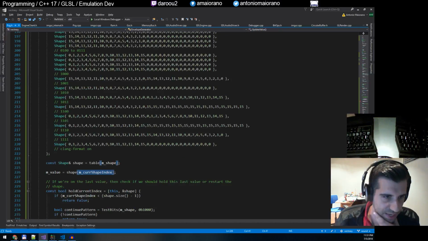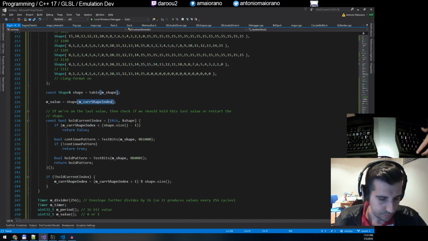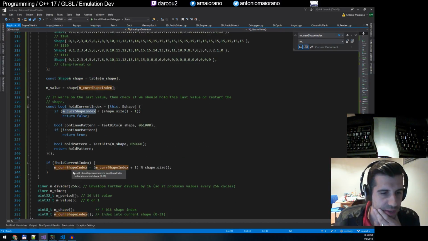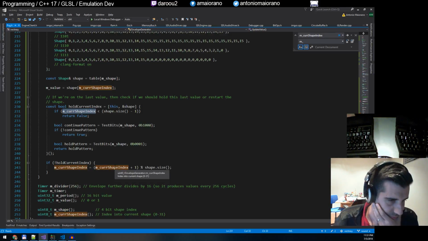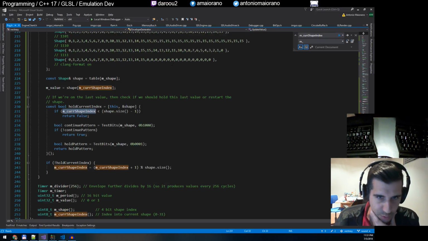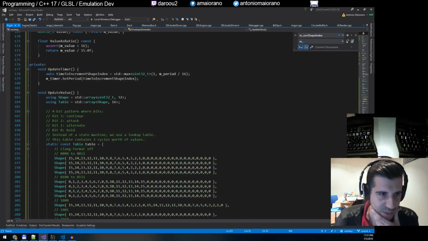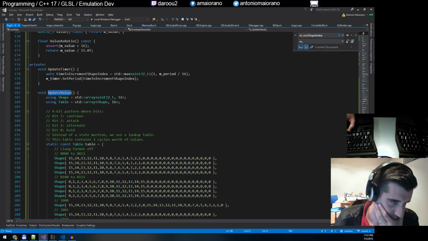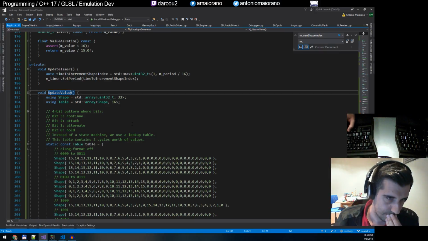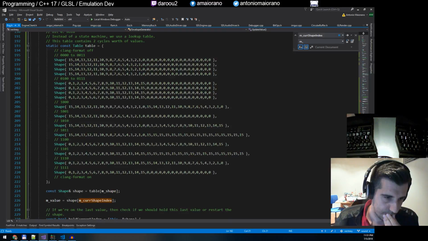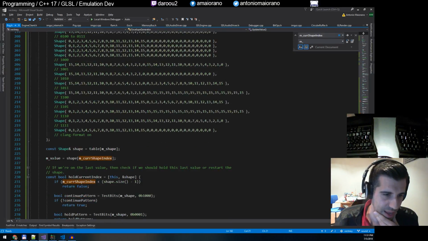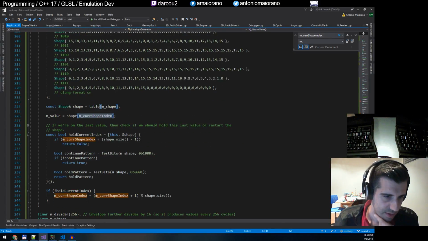This current shape index here gets incremented by 1 most of the time, unless we're supposed to hold. But in general, you can just think of it as when we call this, we update the value and increment the shape index.